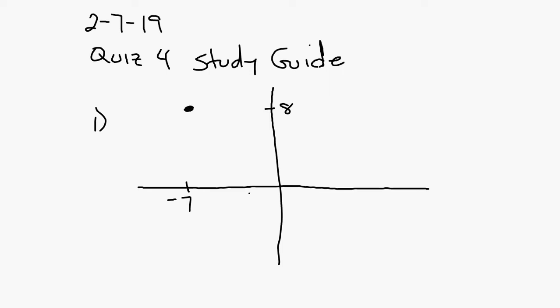6, 4 is the other location. So 6 and 4 is your house. And they're asking you, what is the distance between the two? So we said to connect these 2 points, turn this diagram into a right triangle. So here's your 90-degree angle. Your vertical change goes from 4 to 8, so this side is 4. Your horizontal change goes from -7 to 6, so this side is 13.